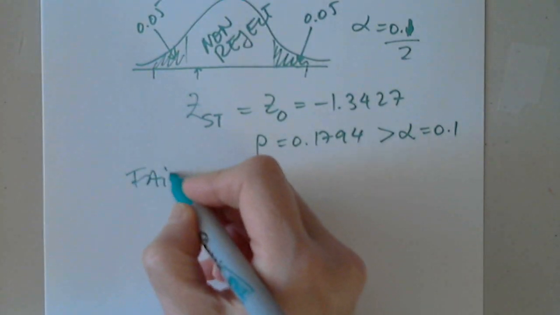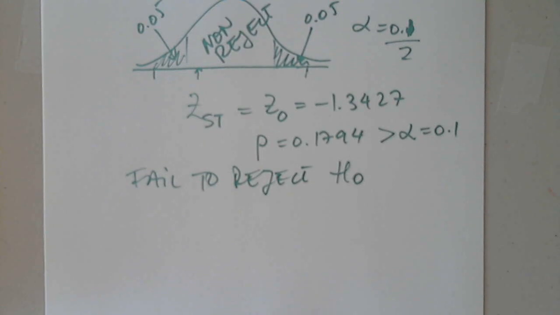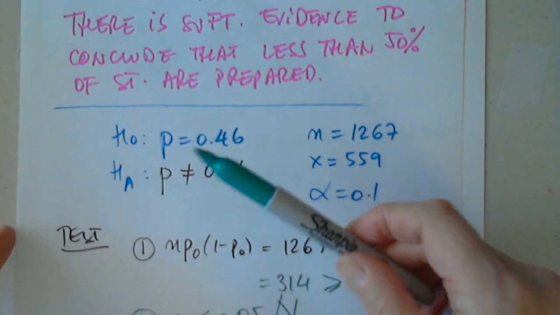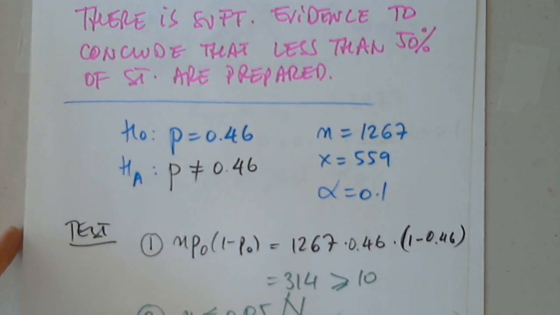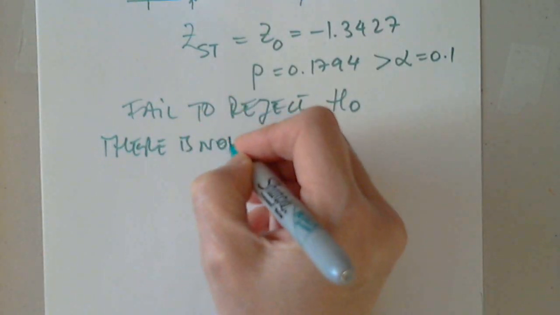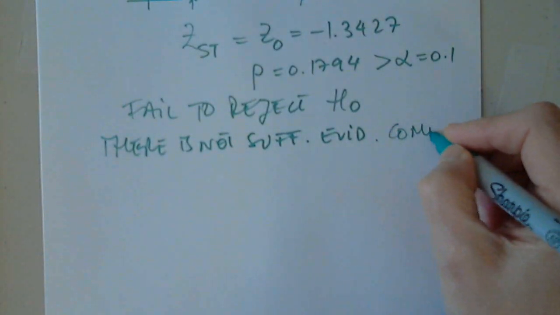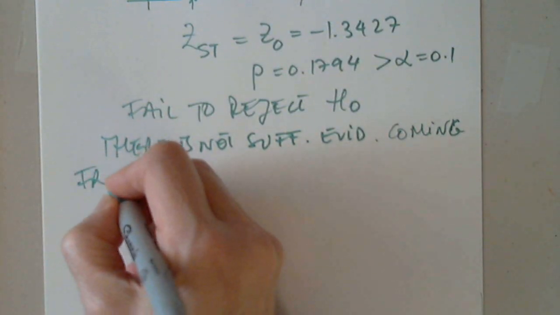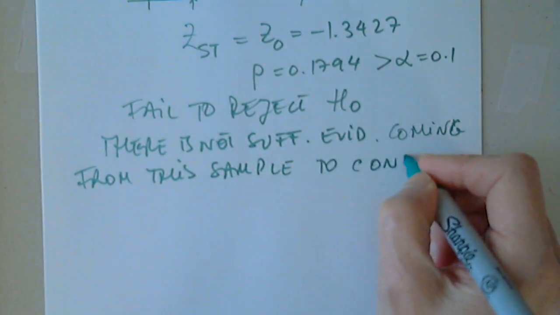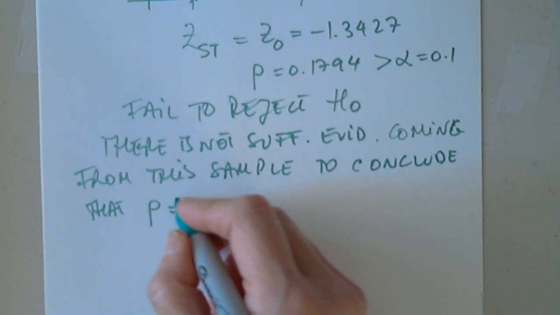Therefore, fail to reject the null hypothesis. What do we conclude? There is not sufficient evidence to conclude that the proportion has changed. Insufficient evidence. There is not sufficient evidence coming from this sample to conclude that p is not 0.46.